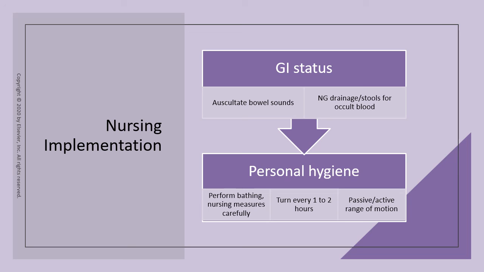Turn the patient at least every 1 to 2 hours. Maintain good body alignment. Use a pressure relieving or pressure reducing mattress or a specialty bed as needed. Perform passive range of motion exercises to help prevent breakdown.